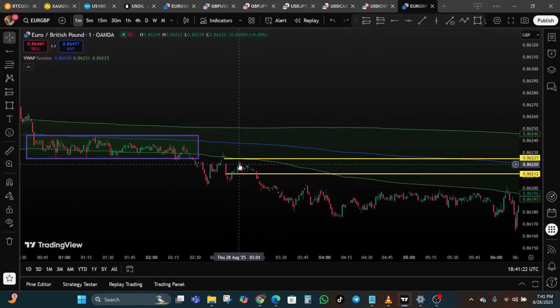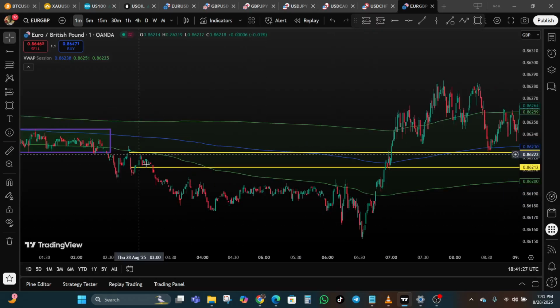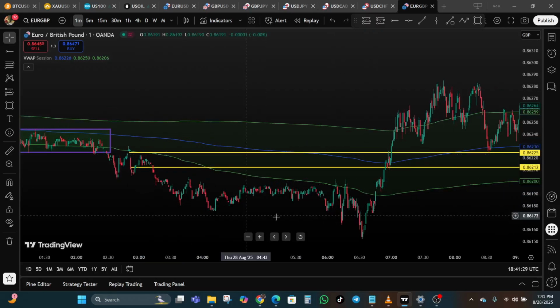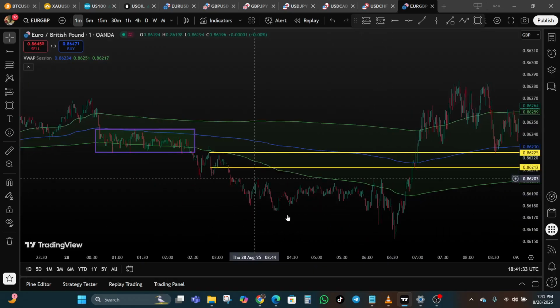Now price pumped into this imbalance zone, and before you know it, it started going down. And guess what? If you are taking that sell trade, look, you would have caught some move, right? So that is it, guys. This is another example. I just showed you a bullish example, and now I'm showing you a bearish example.